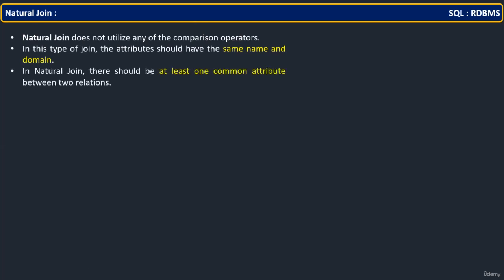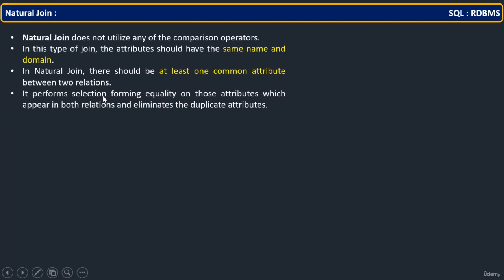In natural join, there should be at least one common attribute between the two relations. So it performs selection, forming equality on those attributes which appear in both the relations, and eliminates the duplicate attributes. Now let us come to here.